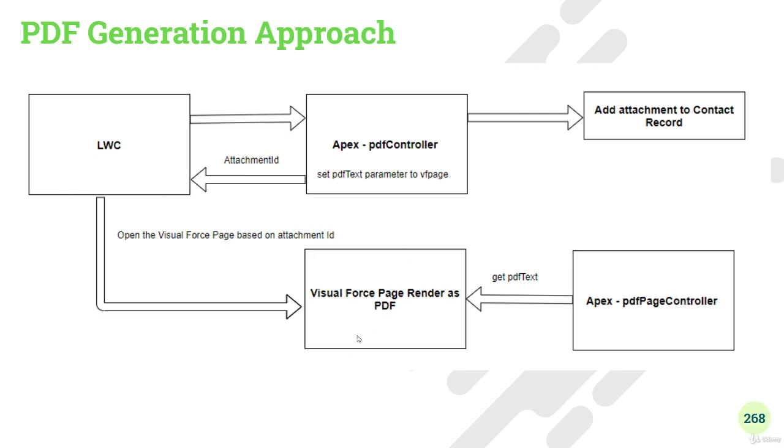For that, we're going to create a Visualforce page, and once our PDF controller returns the attachment ID, we'll open that attachment ID in the Visualforce page, and once the page loads, it will call its controller and fetch the PDF text data that we stored while calling the PDF controller. So that's the overall approach. So let's go to VS Code and start building this.